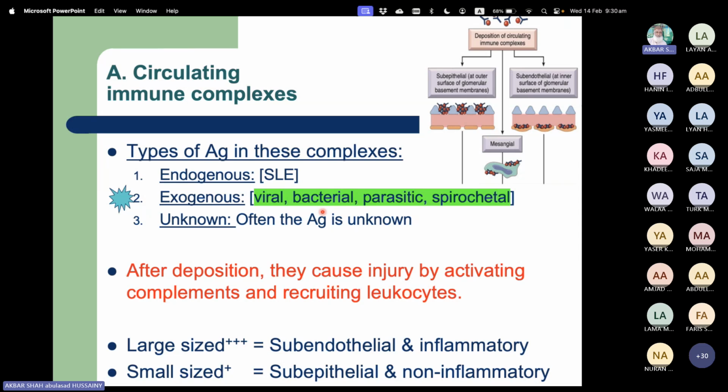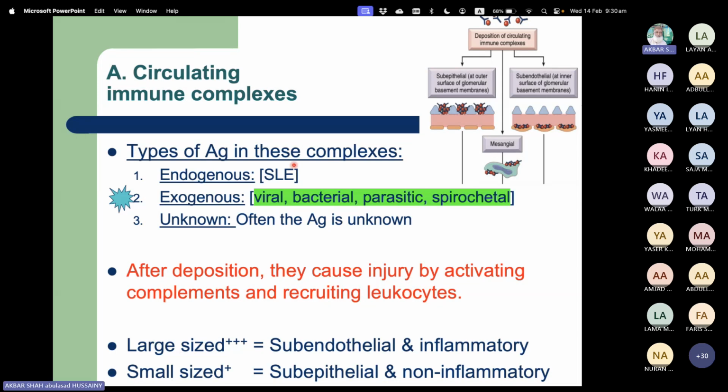The bacteria which is important here is the streptococcus. These antigens of the streptococcus get deposited in the immune complexes. The parasite important is the malarial parasite. Plasmodium falciparum can attach with the complex and deposit in the basement membrane. And the spirochete involved is the syphilis spirochete. Treponema pallidum is the antigen in this complex that can come and deposit in the glomerular membrane. But many times we don't know what antigen is there.